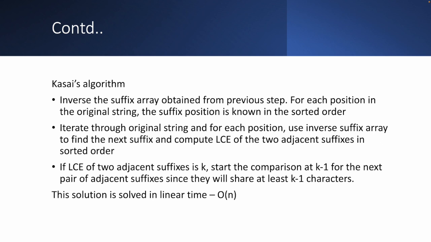So first we invert the suffix array that we obtained from the last step after doing the DC3 algorithm. So for each position in the original string, the suffix position is known in this sorted order. Iterate through the original string for each position and use the inverse suffix array to find the next suffix. So essentially we're just traversing through the original string and noting down the position using the inverse suffix array that we created. Using this, we can simply compute the LCE of the two adjacent suffixes in sorted order. So if the LCE of two adjacent suffixes is k, we can start the comparison at k minus 1 for the next pair of adjacent suffixes.